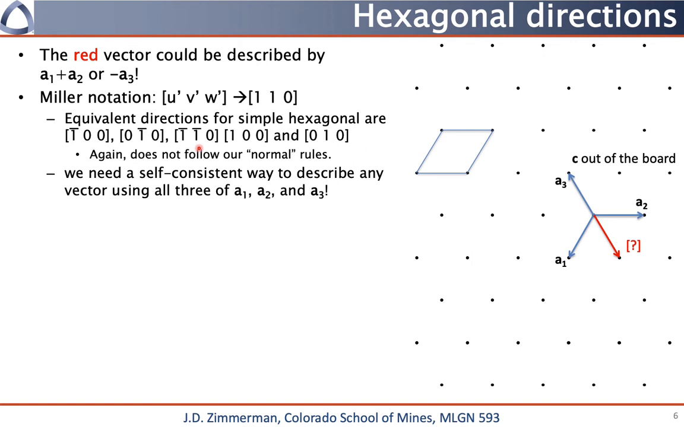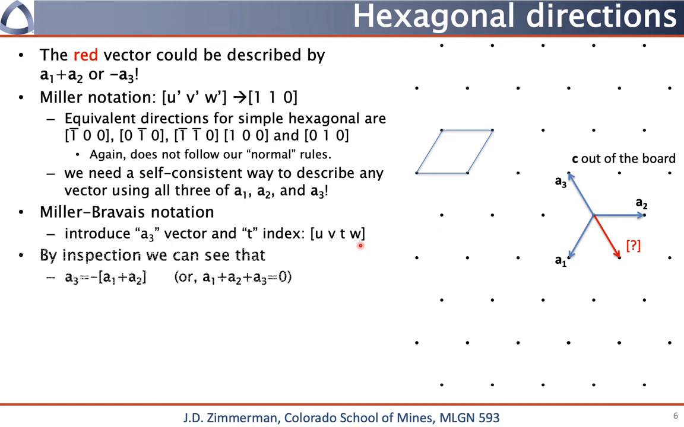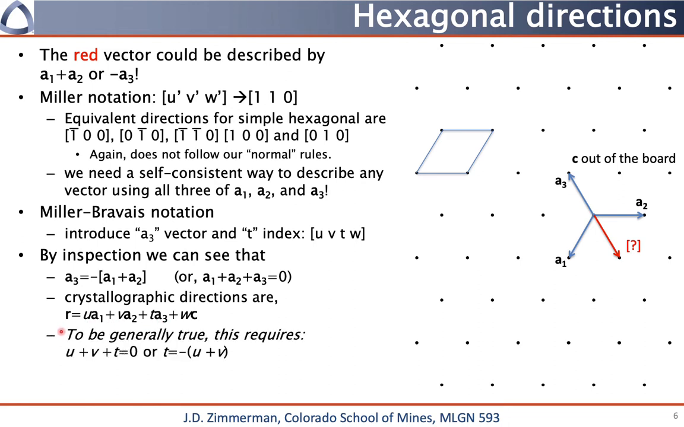So we want a self-consistent way to describe any vector using all three of the a1, a2, and a3 basis vectors. So there is a Miller-Bravais notation for directions, and all we do is introduce the a3 vector and a t index in this u, v, t, w notation. By inspection, what we talked about up here is that a3 is defined to be equal to minus the sum of a1 and a2, or a1, a2, and a3 have to add to zero. Crystallographic directions are defined as we have right here, where we have these indices in front of our unit cell defining vectors. And for this to be generally true in the system where a3 is related to a1 and a2, u, v, and t also have to sum to zero, or t is just minus (u plus v).